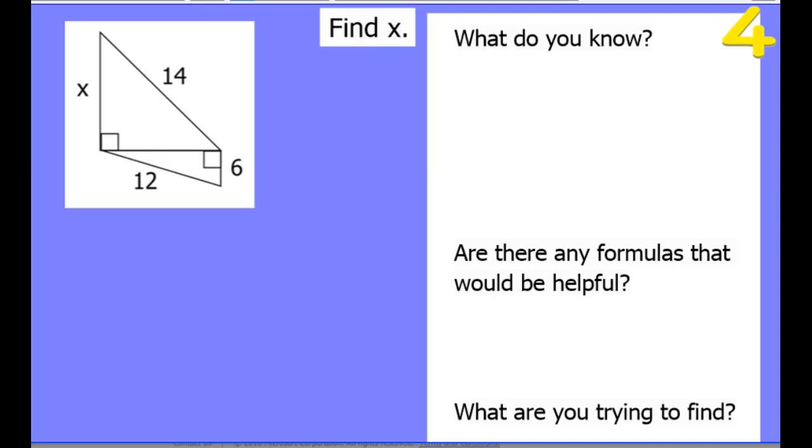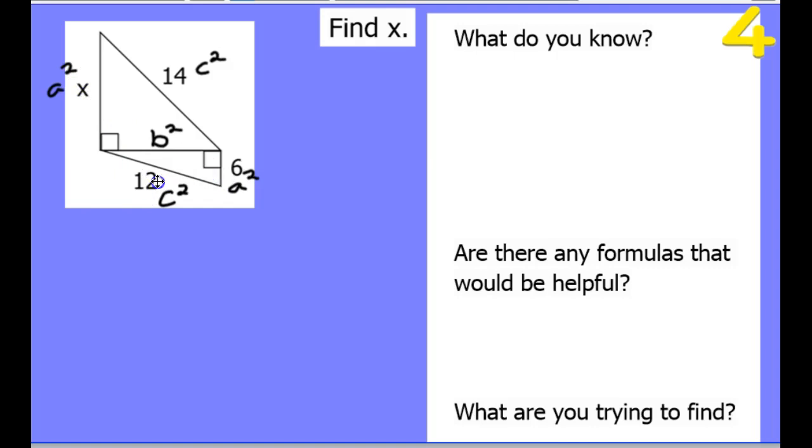Last one in Pythagorean theorem is we need to find what x is. So what do we know? Well, we know that this is c squared on this triangle. We know that this could be a squared, and we know that our b squared is going to be here. We also know that this is c squared on this triangle, and this is a squared over here. We are trying to find x, so we're trying to find the a squared on this triangle.